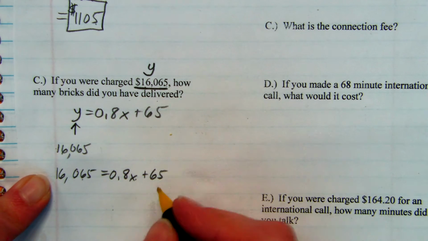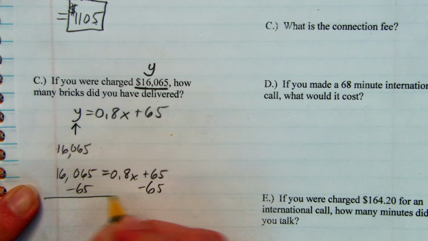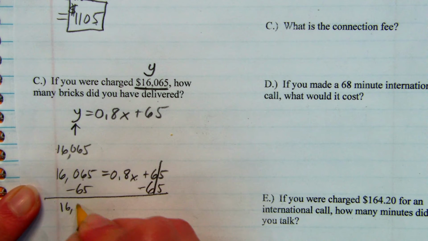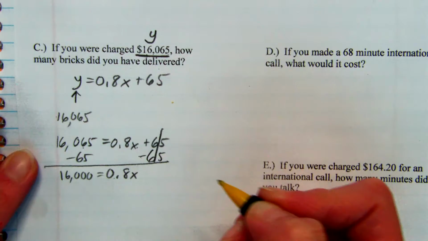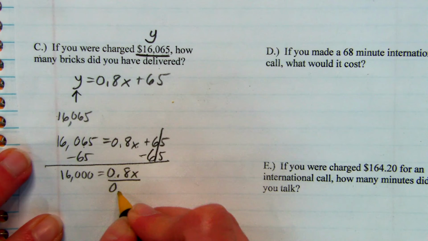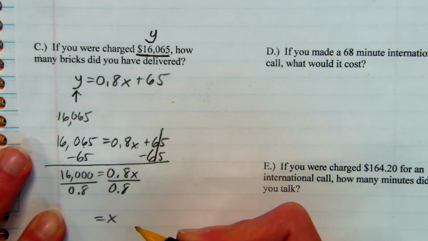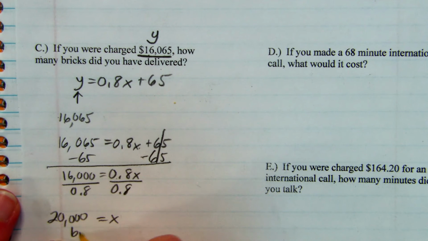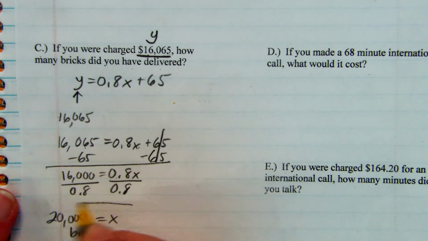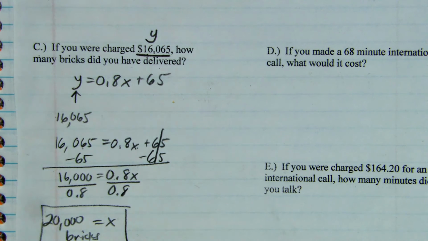So what would we do first? Subtract 65. Good job. And that looks right, because now this is just 16,000 equals 0.8x. Then what do we do? Divide by 0.8. Good. You can do that on a calculator. 20,000. And we get 20,000, and I'll just label this bricks. Okay, so you have to figure out, did they give me X, did they give me Y? How do I put it into the equation?